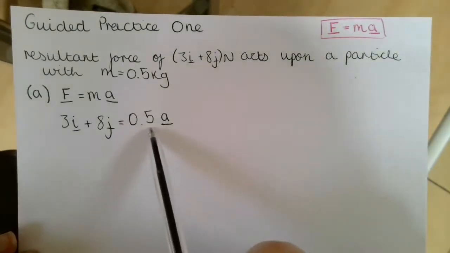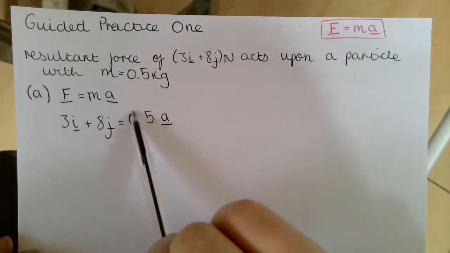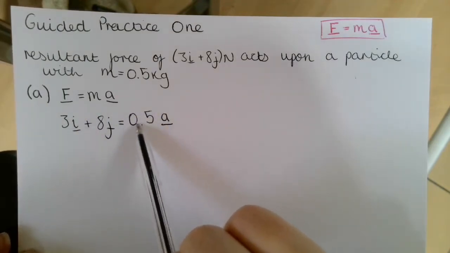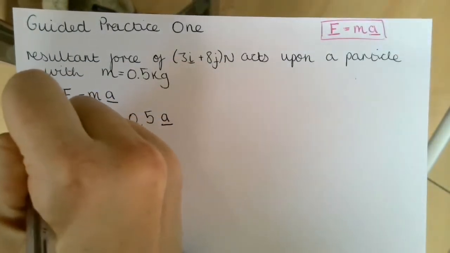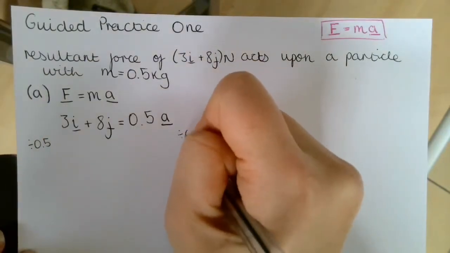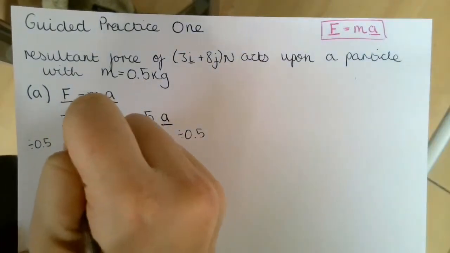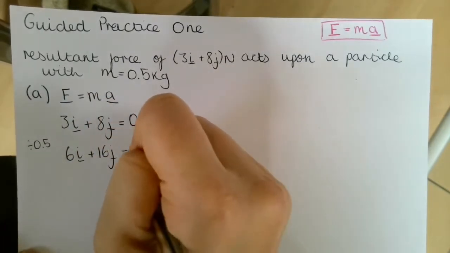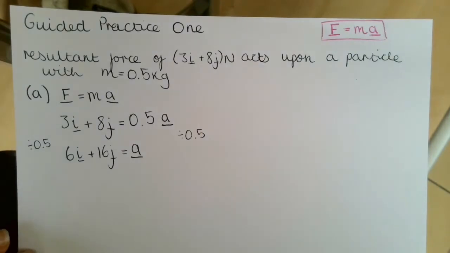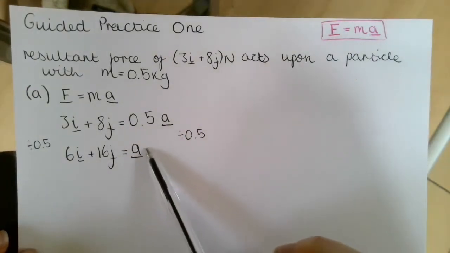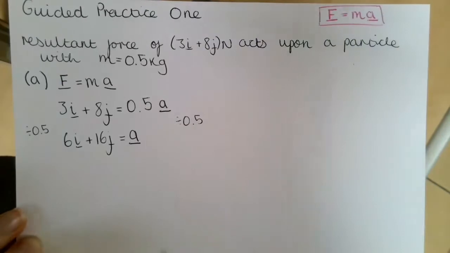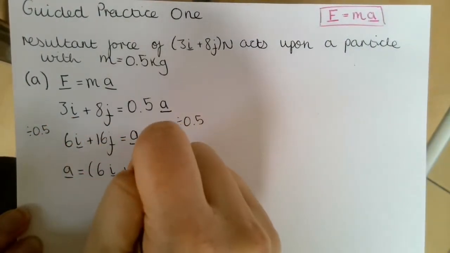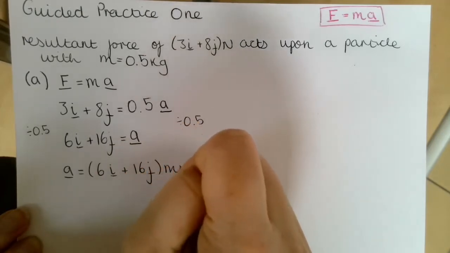So we've just got now a linear equation that we need to solve, which is a vector equation. So we're going to divide both sides by 0.5, and we get 6i plus 16j equals a. I'm then going to write my answer in the form that the question's asked me to. So a equals 6i plus 16j meters per second squared.